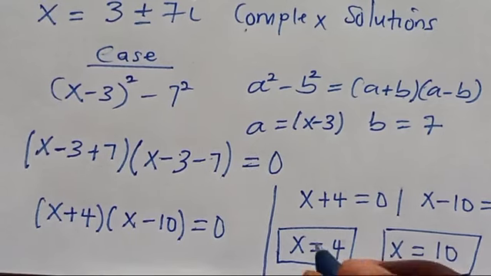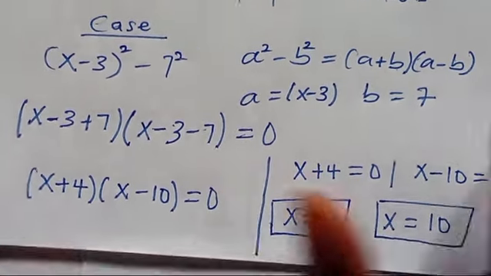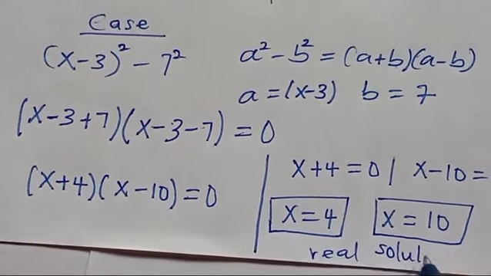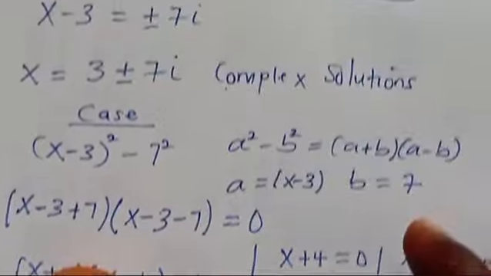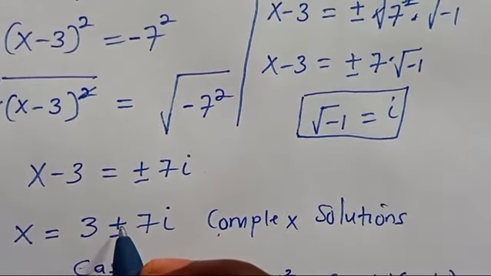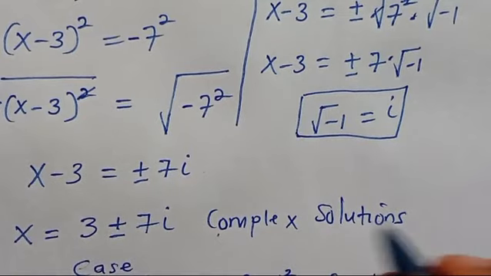Thus x equals minus 4 and 10 are real solutions, while x equals 3 plus or minus 7i is a complex solution.